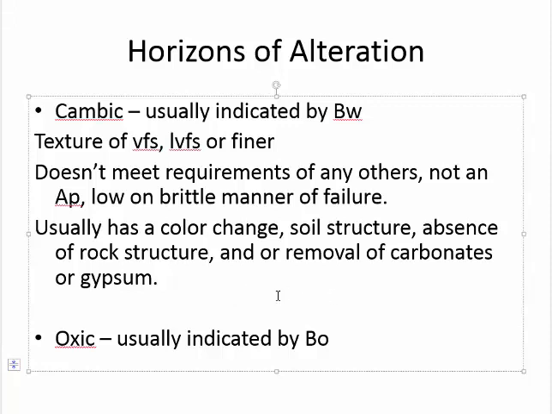Okay? An oxic horizon is usually indicated by a Bo designation, and an oxic horizon is described on page 15. And an oxic horizon has thickness requirements, and one of the main things that it has to have is less than 10% weatherable minerals.